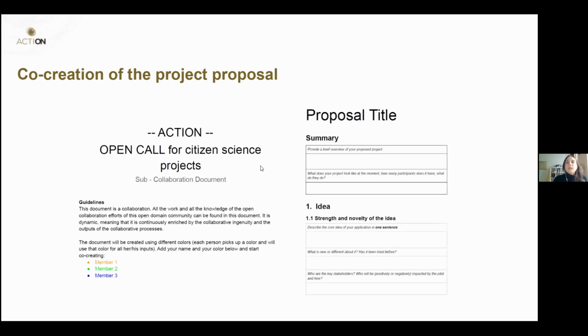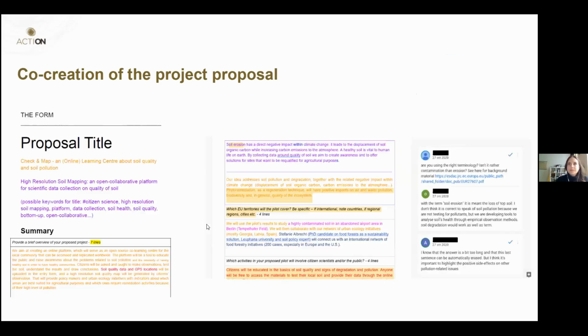Then people are asked to pick a color and to write their name using that color. This will be the color that they use to add contributions in the document. That also allows us to get back to the author of an input in case of doubts or clarification questions. Then the co-creation starts. Here you can see the co-creation in process, with people adding different input in different colors, but there is also an extensive use of comments. For example, about specific terms, there could be discussions or clarification questions in the comment chat.